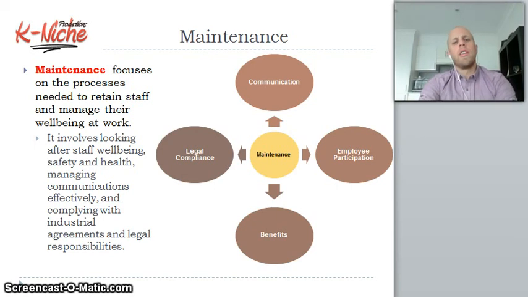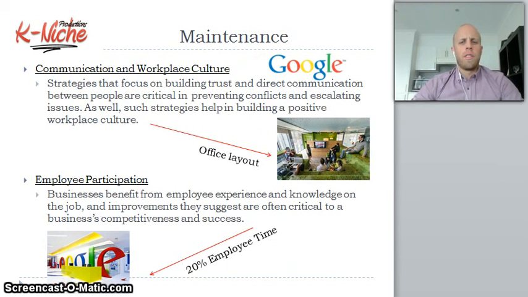It's the process in order to retain staff and manage their well-being at work. Okay, it looks at health and safety, managing communications, complying with OH&S, industrial agreements, legal responsibilities. You'll see here, this is all encompassed in this flowchart. Now, maintenance involves a couple of things. There's communication and workplace culture. There need to be proper channels of communication in order that businesses are really holding those staff.